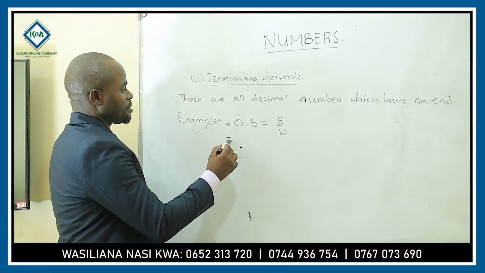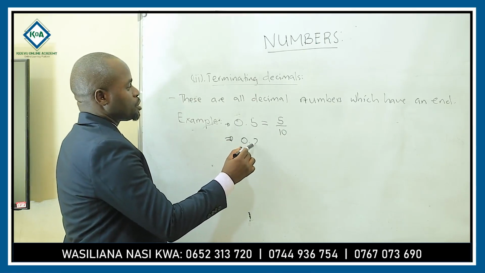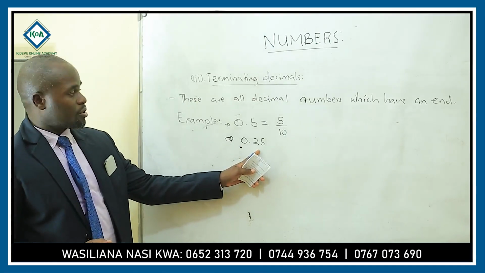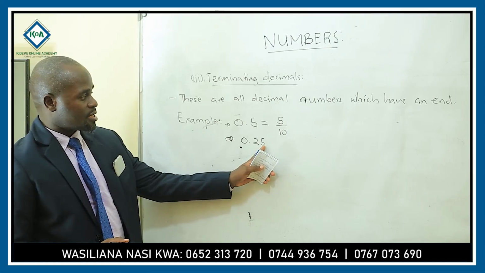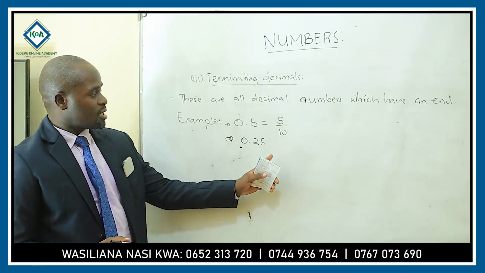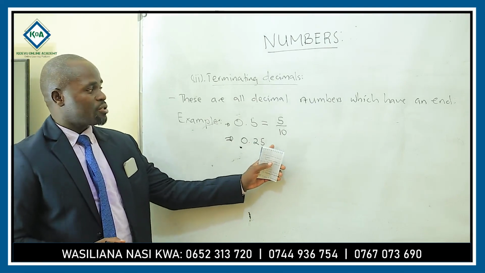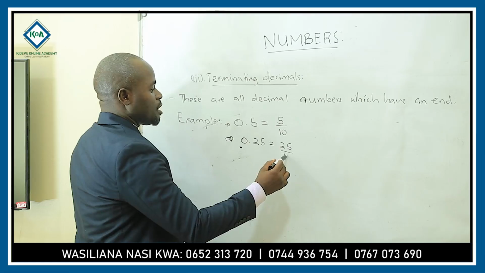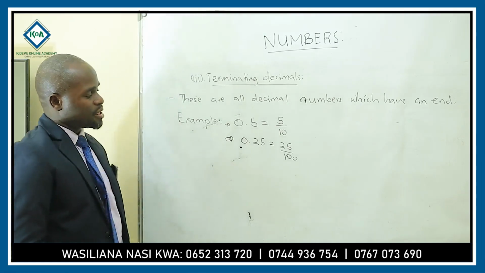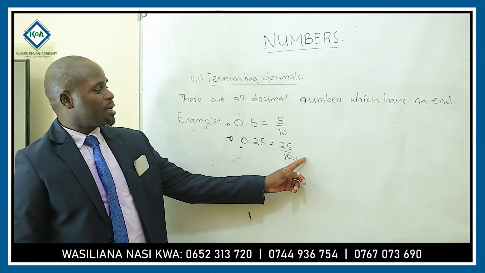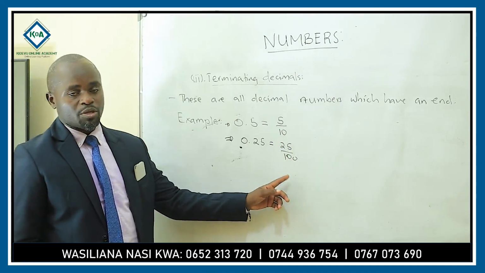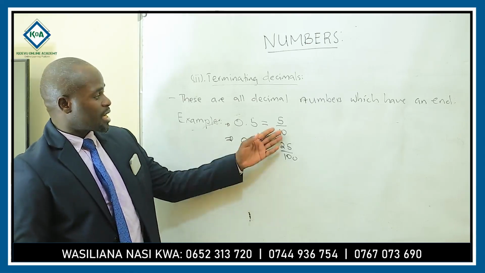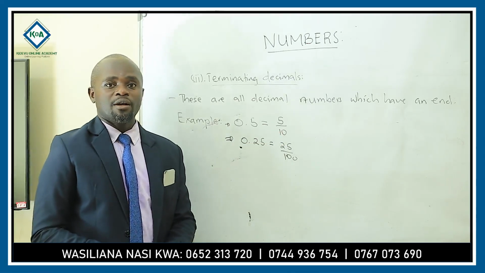Or if you have maybe 0.25. Also, this is a terminating decimal because here is the end. It will not continue up to infinity. And this terminating decimal can be changed into a fraction, which is equal to 25/100. Now, 25/100 also is a fraction number, which is a rational number, because all rational numbers can be expressed in terms of fractions. They can be expressed in terms of A/B.